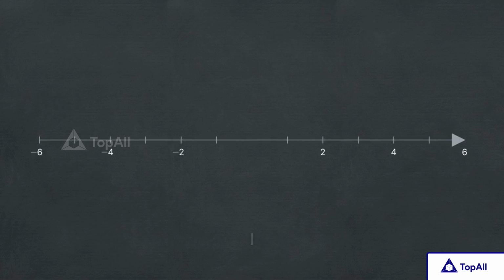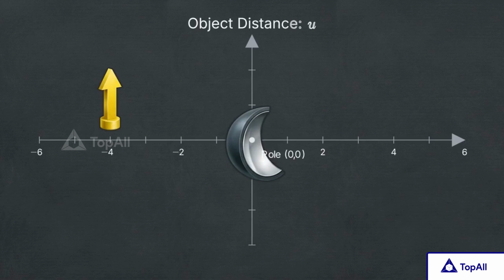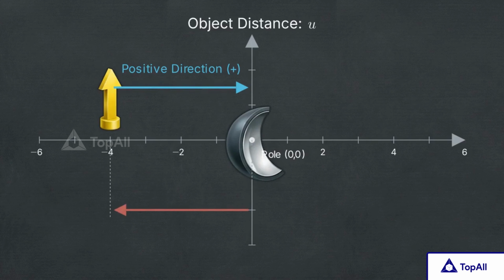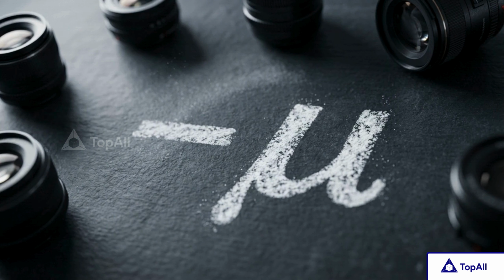Let's apply this framework to the object distance, represented by the variable u. Because the light travels from the object to the mirror, measuring the distance from the pole back to that object requires moving in direct opposition to the incoming light vector. Due to this geographic reality, the object distance u is universally assigned a negative value in standard setups.